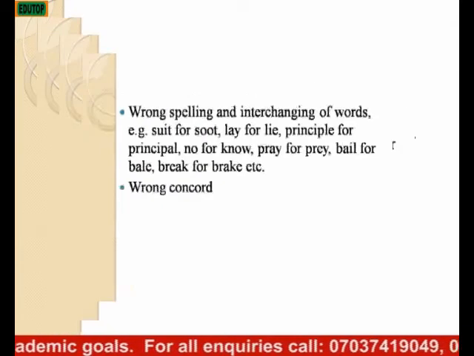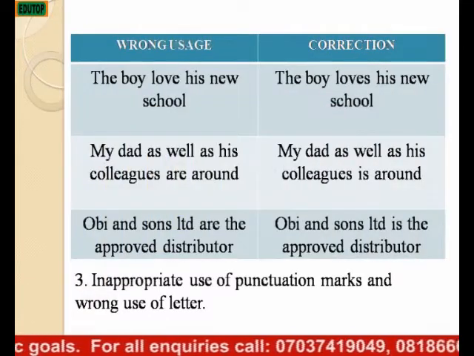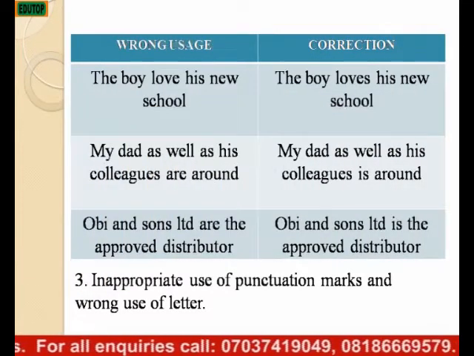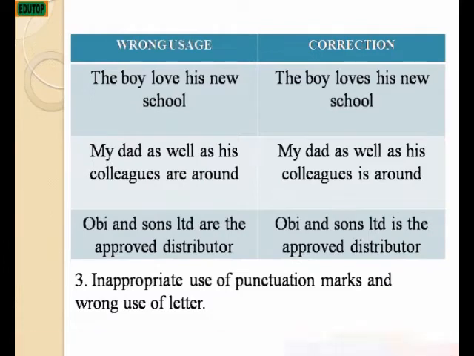Let's see some of the examples. On the first column, we have wrong usage, and on the second column, we have the correction. The boy love his new school. The boy in this context is a subject, and it is a singular subject which should attract a singular verb. So instead of love, we should use loves. So we have the boy loves his new school.